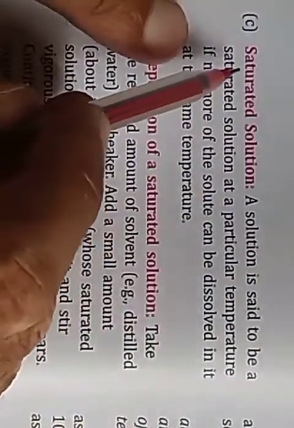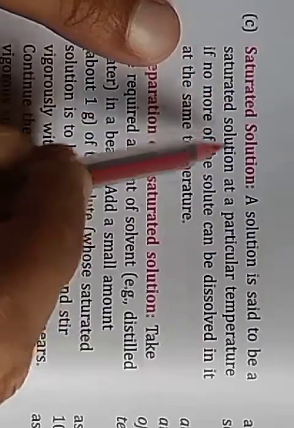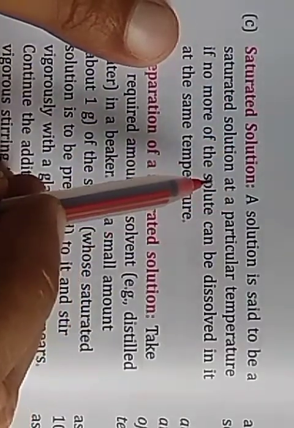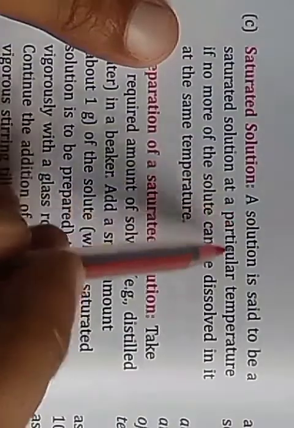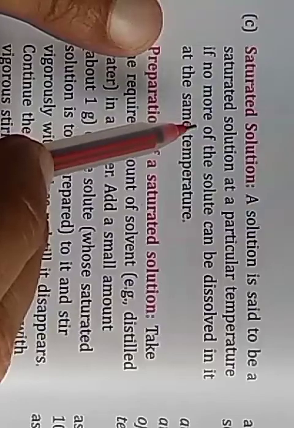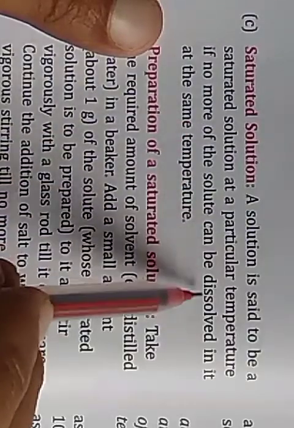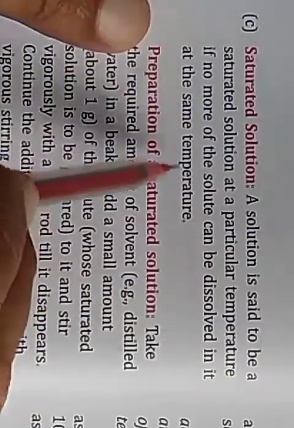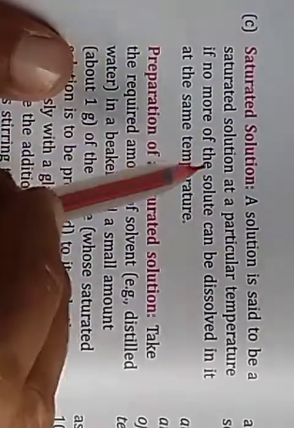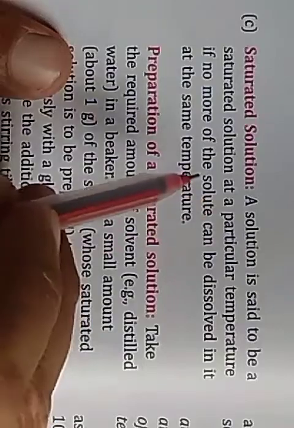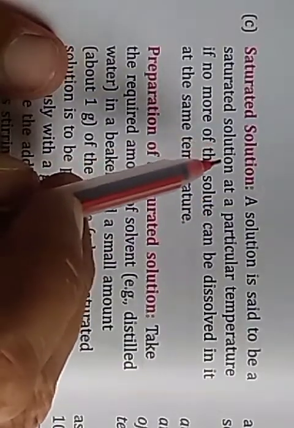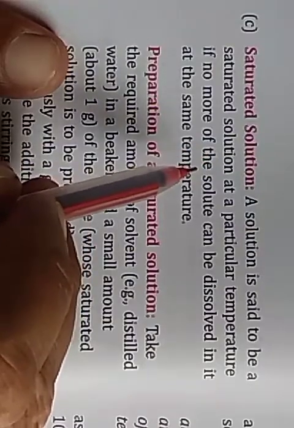Now next type of solution is the saturated solution. What is the saturated solution? A solution is said to be a saturated solution at a particular temperature if no more of the solute can be dissolved in it at the same temperature. At a particular temperature, if no more solute can be dissolved in the solution, that solution is called the saturated solution.